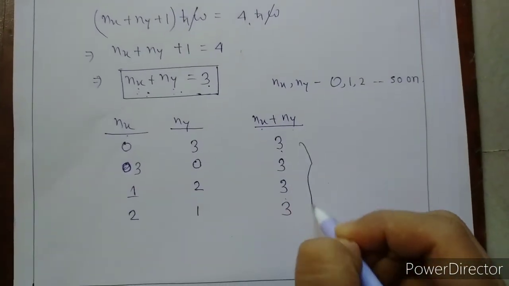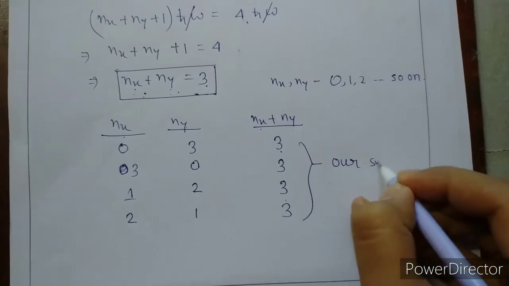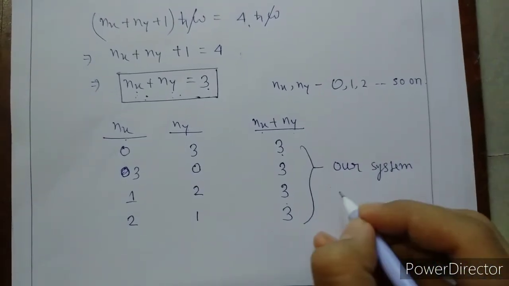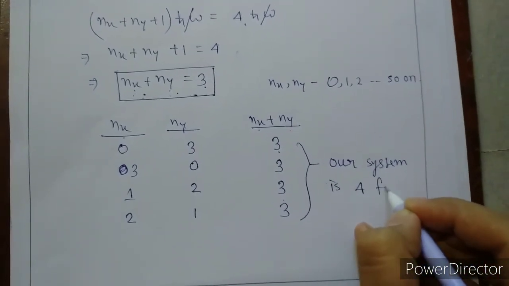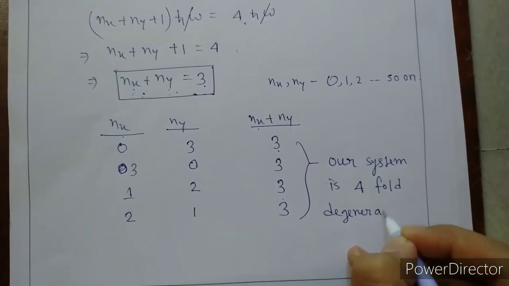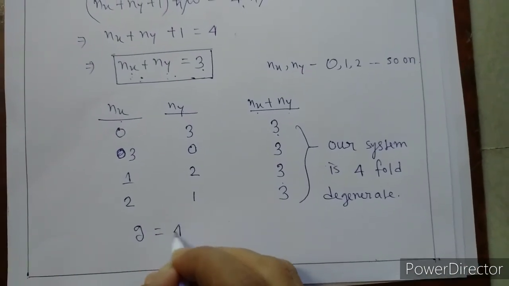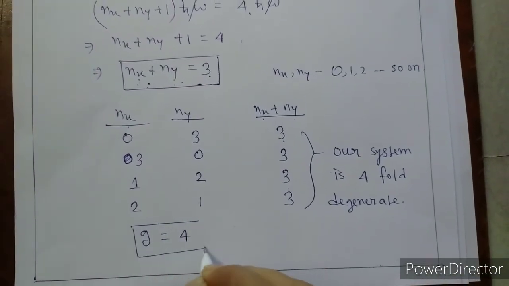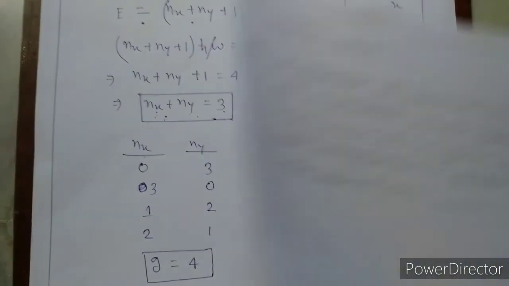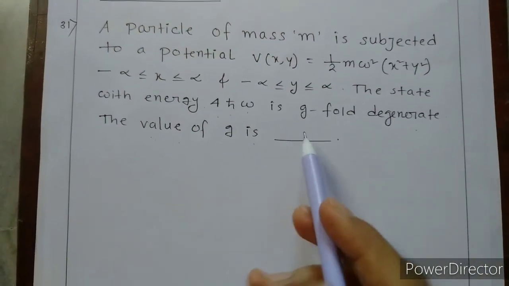So we can say our system is 4-fold degenerate. So the answer is g equals 4. So here the value of g is 4.